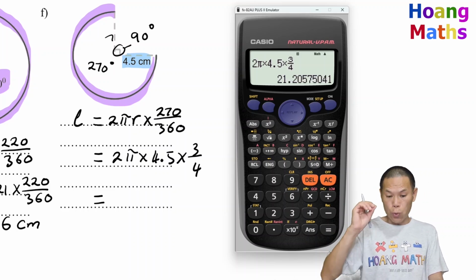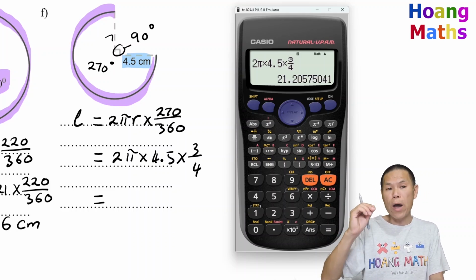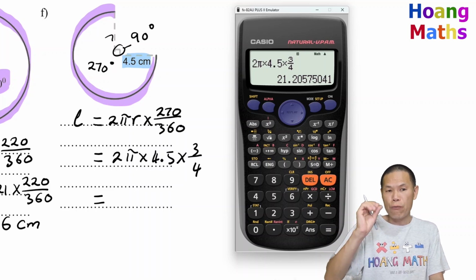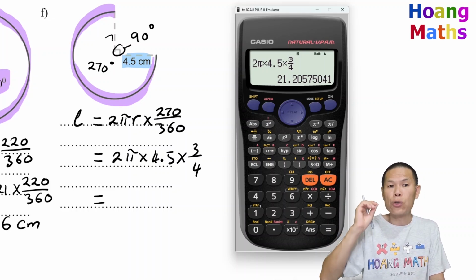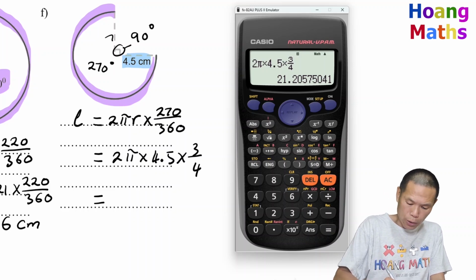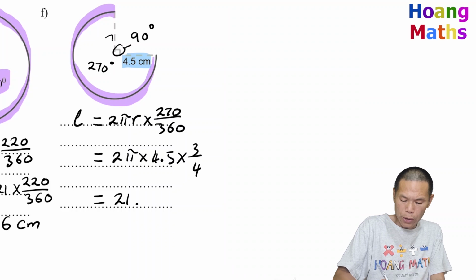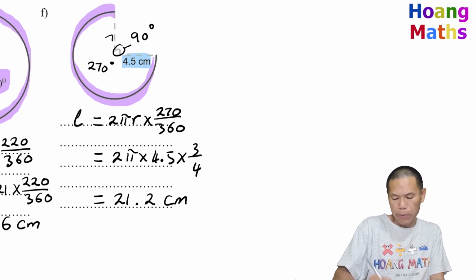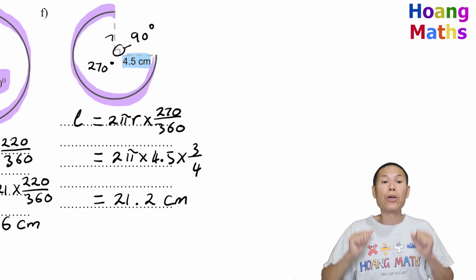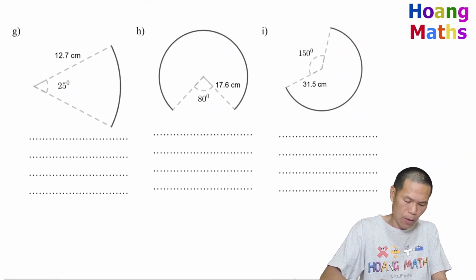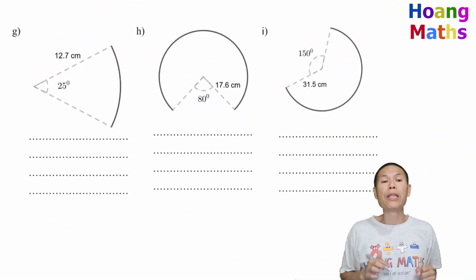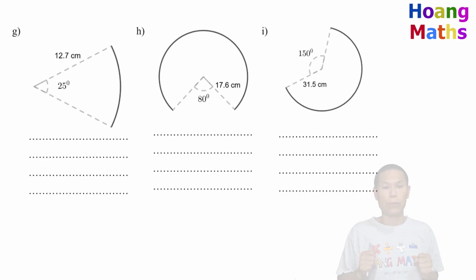So there you go, 21.105 and so on. Remember, we need to round off to 1 decimal place, so 21.2. So 21.2 centimeters. So there you go, and I hope you got it correct. Please pause the video and try this one yourself.